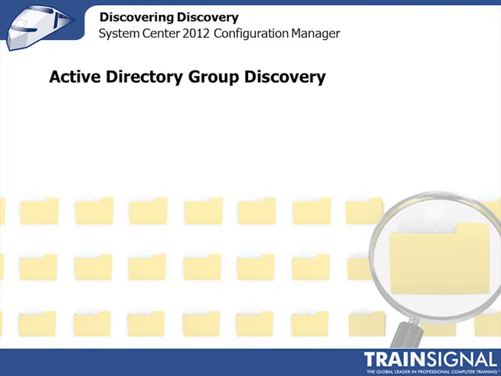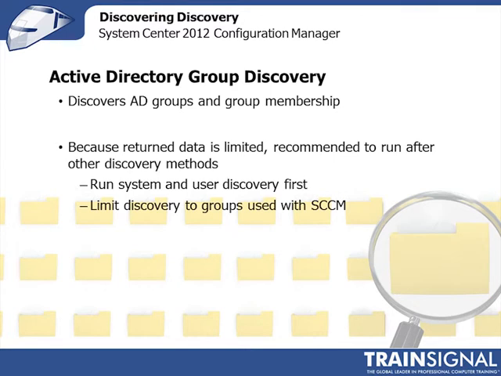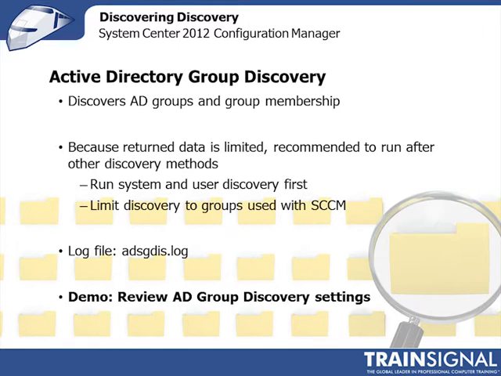We next up have another Active Directory discovery method called Active Directory Group Discovery. This discovery method will find Active Directory groups and group membership in your Active Directory environment. But it returns relatively limited data. It's actually recommended that you run this discovery method after other discovery methods. For example, run system and user discovery first, and then limit the discovery to groups that are used with the Configuration Manager. So only find the groups you actually need using this discovery method, and use system and user discovery more often when it makes sense. Use this one last.